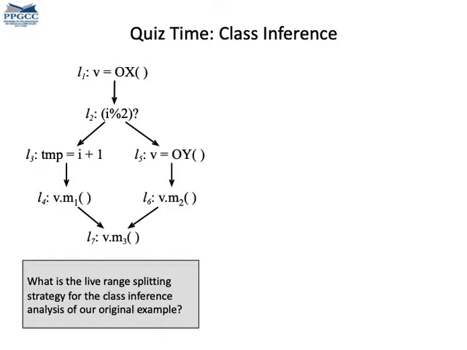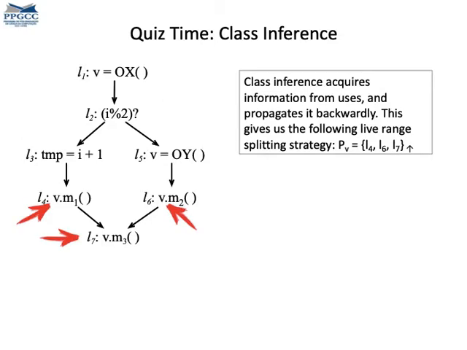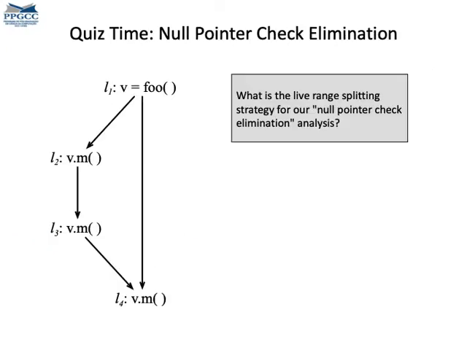For instance, in this example about class inference, can you figure out what's the live range splitting strategy? We split live ranges at the places where methods are invoked on objects, and information flows backward. In this case, we have three program points, L4, L6, and L7, all associated with the up arrow, which indicates that information flows in the opposite direction of the control flow graph.